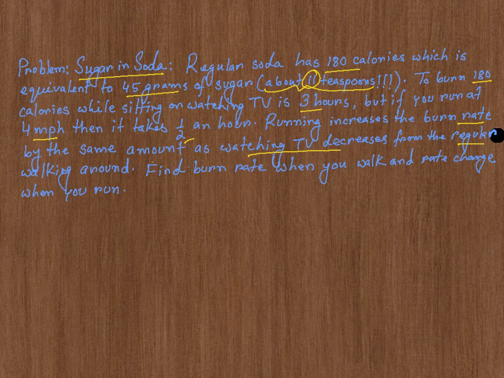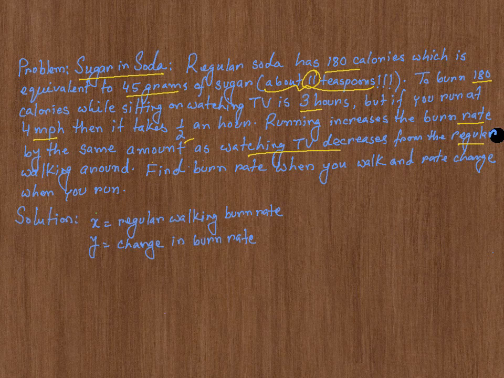When you're walking around, you have one burn rate. So when you're running, your burn rate will increase by, let's say, an amount y. But instead of walking around, if you sit down and watch TV, your burn rate will decrease by an amount of y. So the burn rate either goes up by a certain amount or goes down by a certain amount, depending on whether you're running or watching TV.